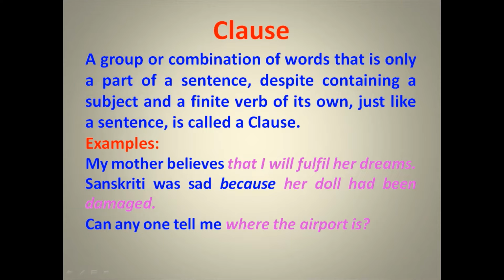Next, Sanskriti was sad because her doll had been damaged. Her doll had been damaged. Here, her doll had been damaged is a clause. And if we separate these words, her doll had been damaged, it gives a sense. It gives a meaning. That's why it's a clause.